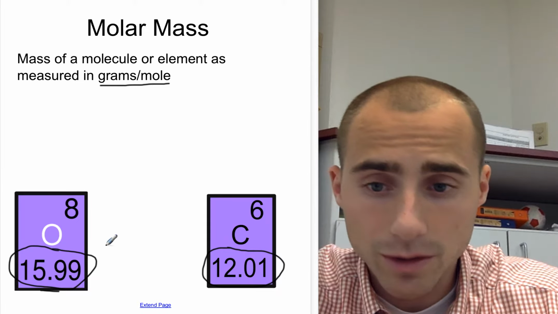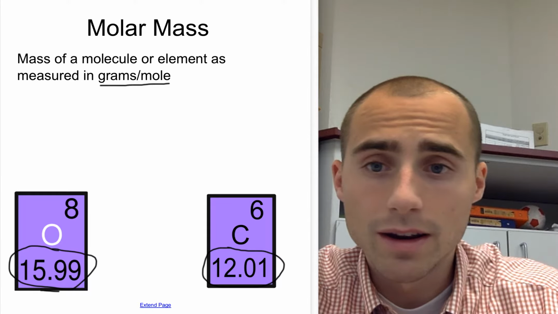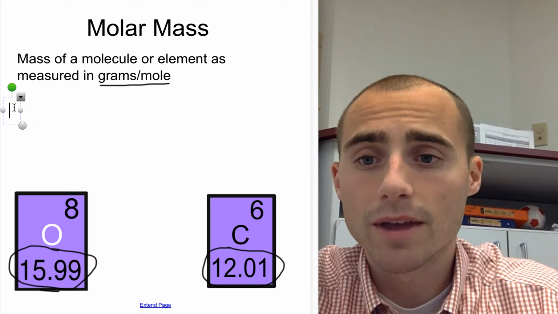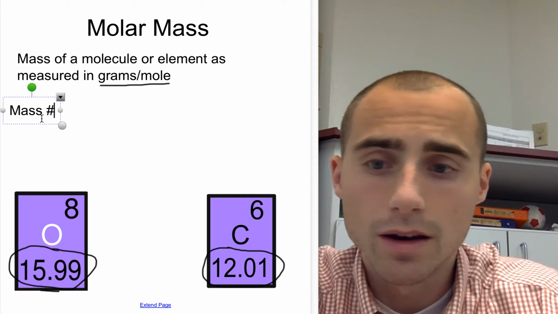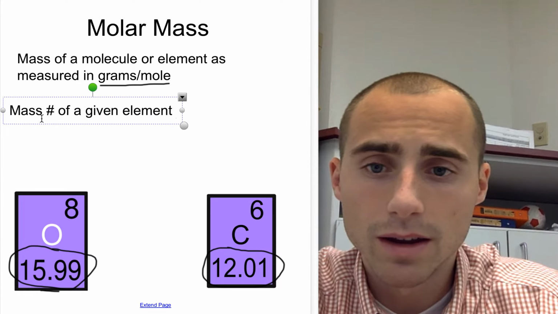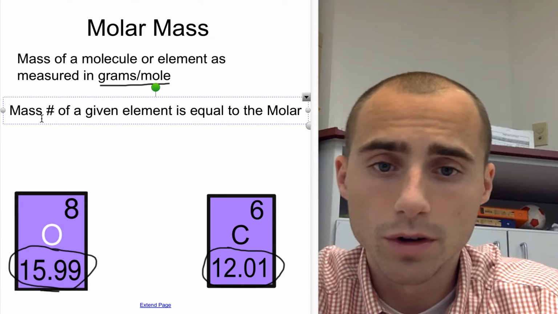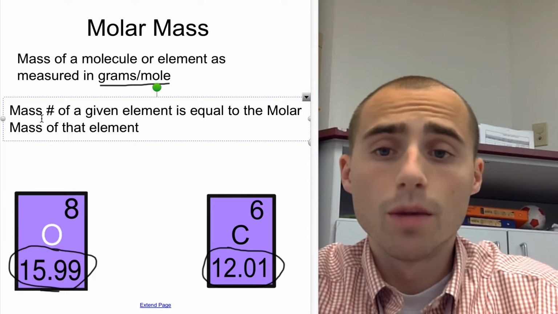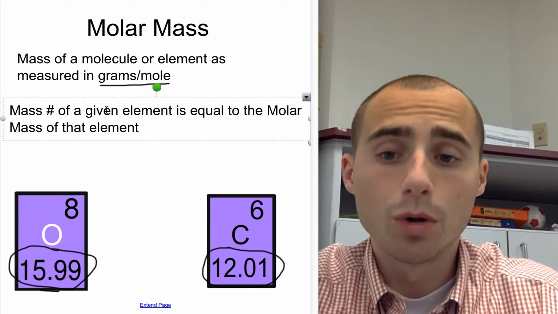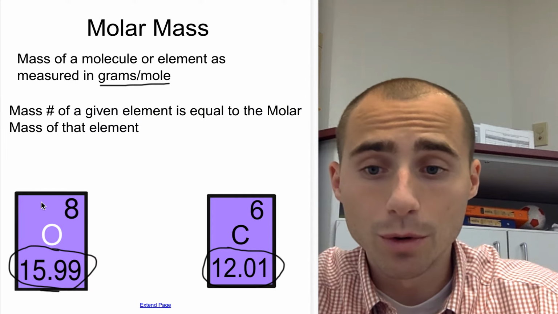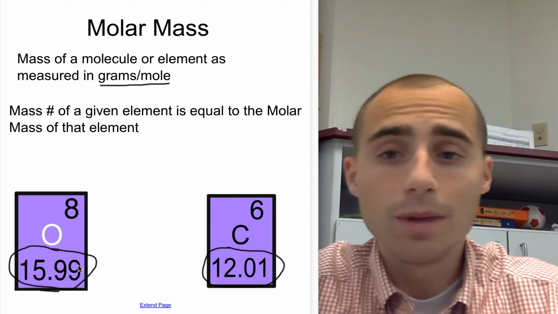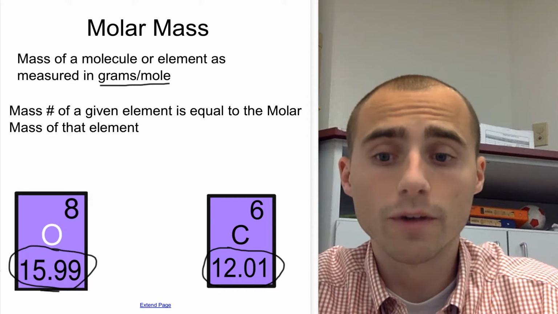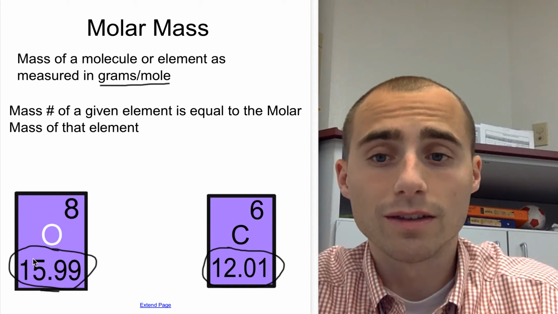So with elements, it's quite simple. The mass number is equal to the molar mass for elements. And let me type that out so you have that. The mass number of a given element is equal to the molar mass of that element. Now remember, for molar mass, you have to have a mole of that element. So if we had half a mole of oxygen, its mass would be about 8 grams, because we need a whole mole of oxygen for its mass to be 16 grams.